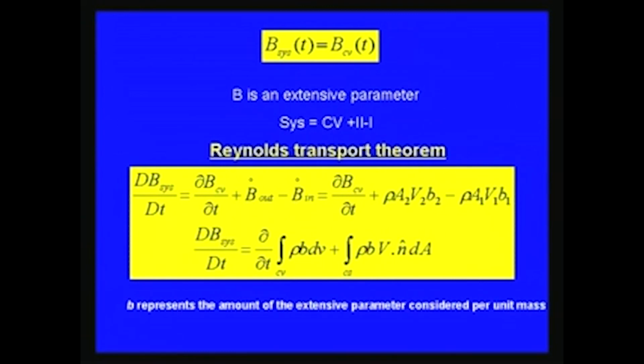So, B is the extensive parameter. According to the Reynolds transport theorem, we can describe with respect to the control volume and the system like this. dB system by dt, the total derivative of the extensive property, is equal to the partial derivative of the extensive property with respect to the control volume, del B CV by del t, plus the property going out of the system minus the property coming in, B out minus B in, which is del B by del t plus rho A2 V2 B2 minus rho A1 V1 B1.